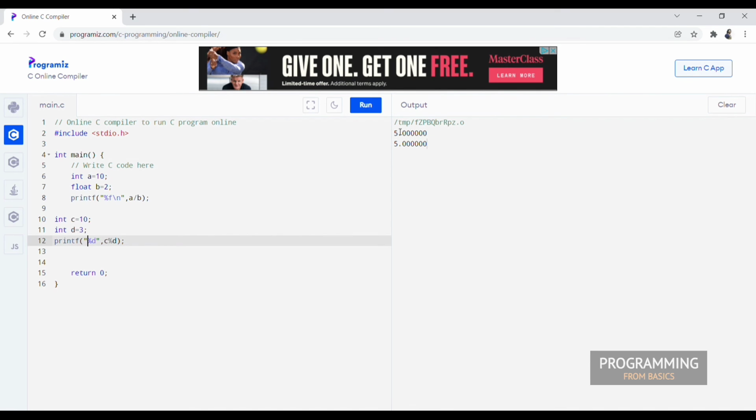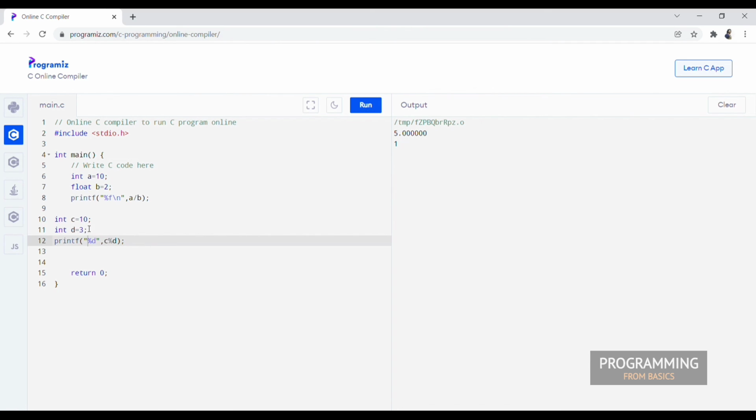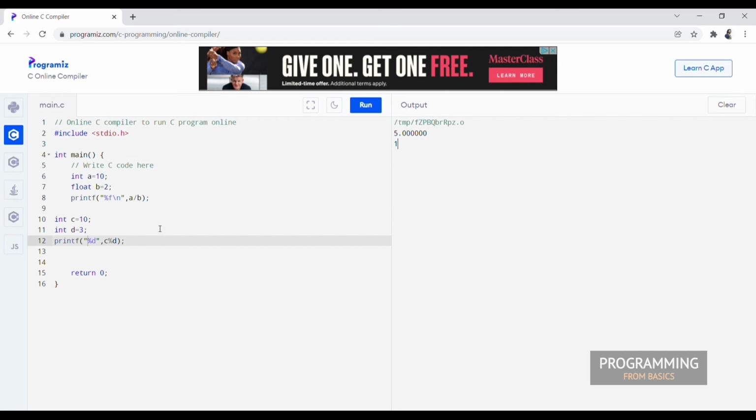Now let's see the output. If you see here 3 and 10, when 10 is divided by 3, 3 times 3 is 9, 10 minus 9 is 1, so the remainder is 1. Got it?